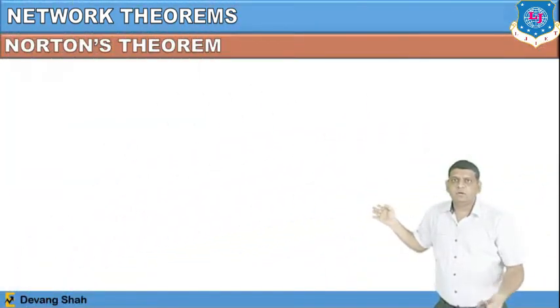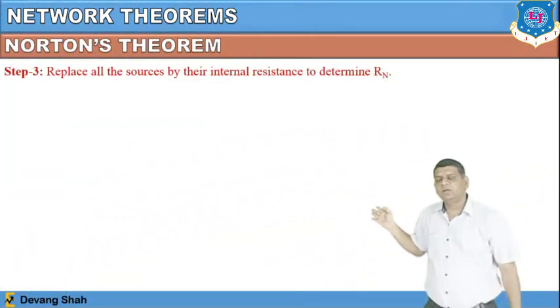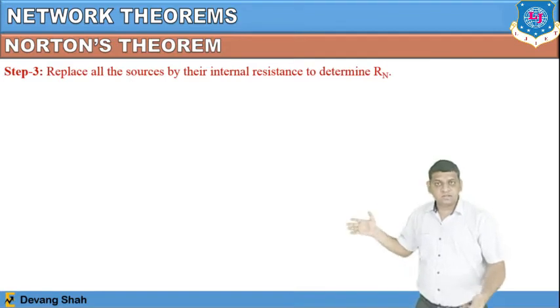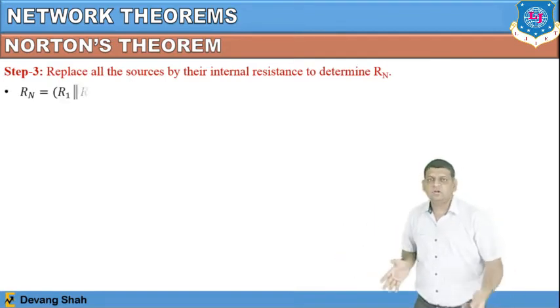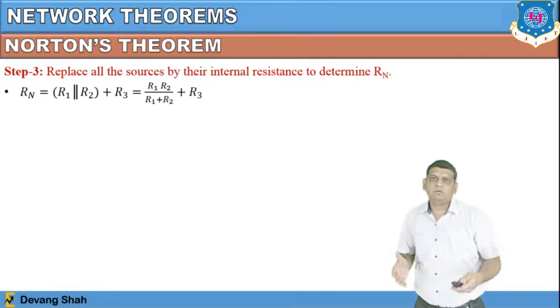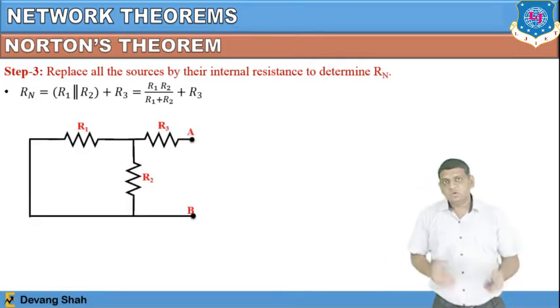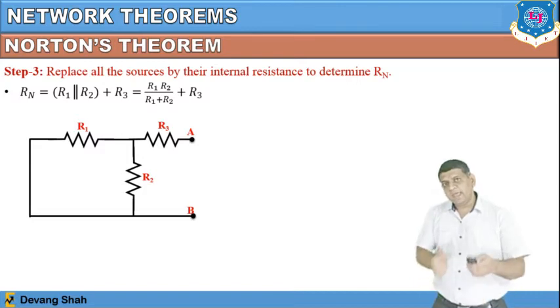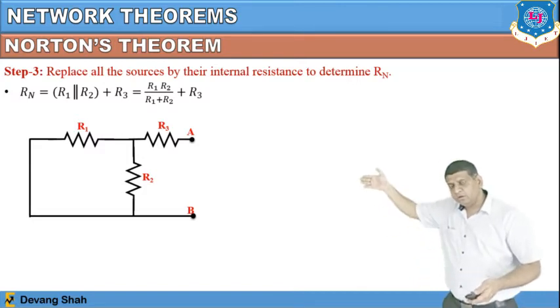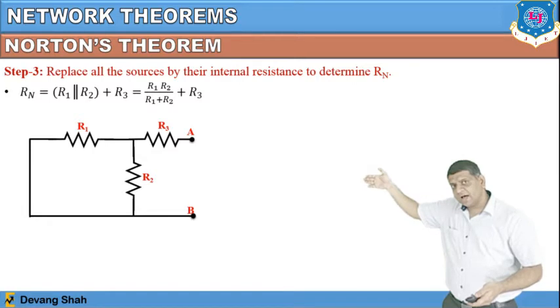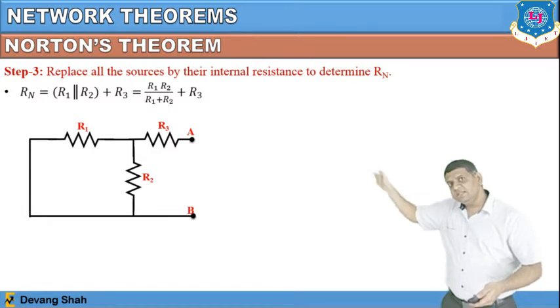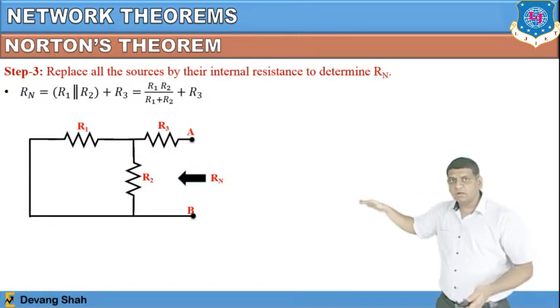Next part, when you use step number 3, your next job is to find the equivalent resistance. You can consider it as Rn or RTH, which you can find from this network, where Rn is nothing but R1 parallel R2 plus R3. So here you have to look from terminals A and B, and then you can see R1 and R2 are both in parallel, in series with R3, right? So that would be your equivalent resistance.